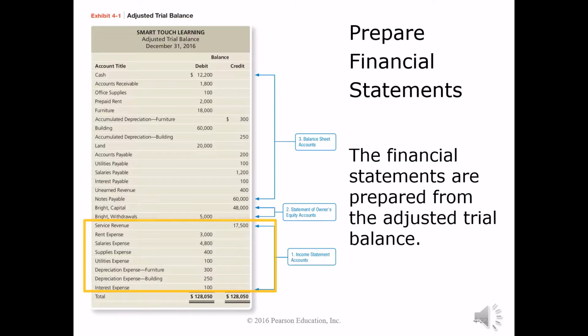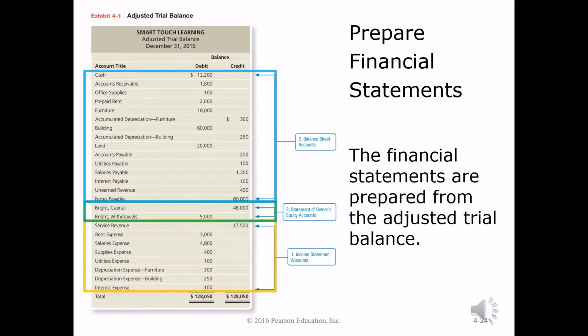Let's review the order in which we prepare these three financial statements. Using our adjusted trial balance, we start at the bottom and capture our revenue and expense accounts to determine our net income. Once we have the net income amount, we can use that in addition to our equity accounts to create our statement of owner's equity report. With the statement of owner's equity that tells us our final capital balance, we are ready to prepare the balance sheet with our assets, liabilities, and our equity account.